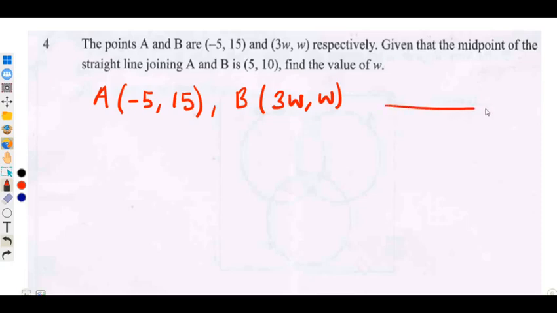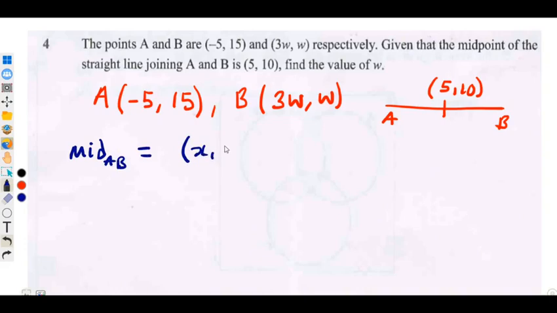So if you have a straight line like this, and this is point A, and this is point B. So the midpoint will be a point between A and B. Okay, so the midpoint of these two points is 5, 10. So they want us to find the value of what? W. So to find the value of W, we are going to assume that we are finding the midpoint of point A and B, which will be equal to x1 plus x2 over 2, comma, y1 plus y2 over 2. So this is the formula that you are going to apply.